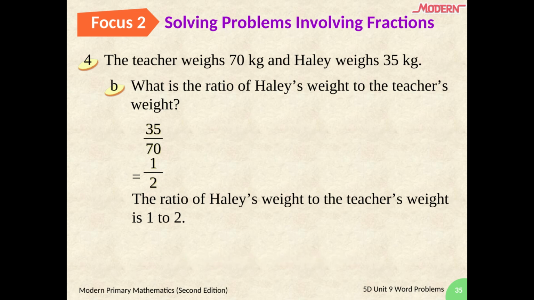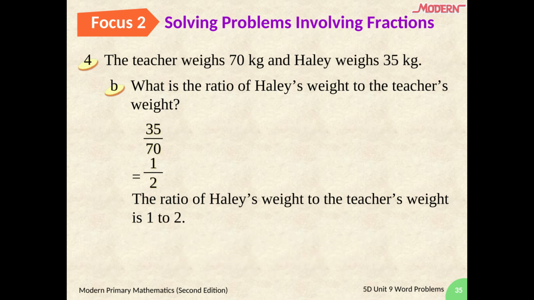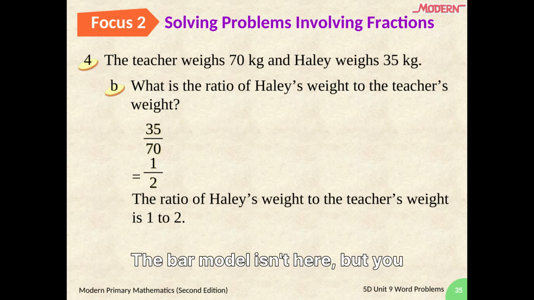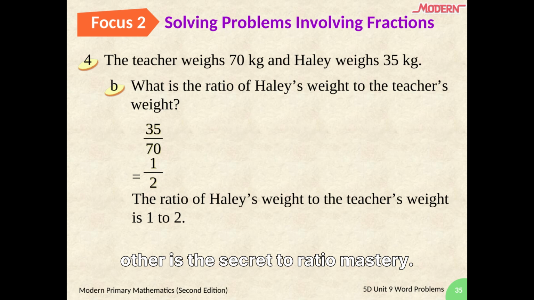Simple and clear. To tackle these double questions, always compare your results. If one ratio is 2 to 1, the flipped ratio must be 1 to 2. Use this to check your work. The bar model isn't here, but you can imagine it. 35 is half of 70. Seeing these numbers as pieces of each other is the secret to ratio mastery.